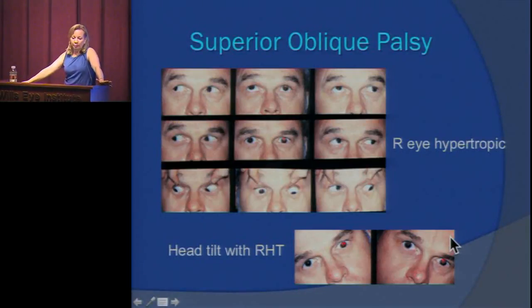So here's a superior oblique palsy, and this is a right superior oblique palsy. You'll see that the right eye is elevated, worse in left gaze, more elevation in left gaze, and worse in right head tilt position. Okay? So right superior oblique palsy. You can see the significant, when they go into down gaze, a significant decrease in depression there. Okay?